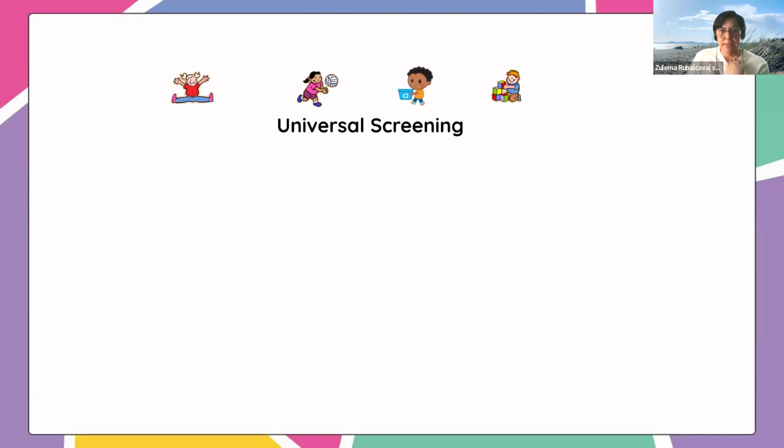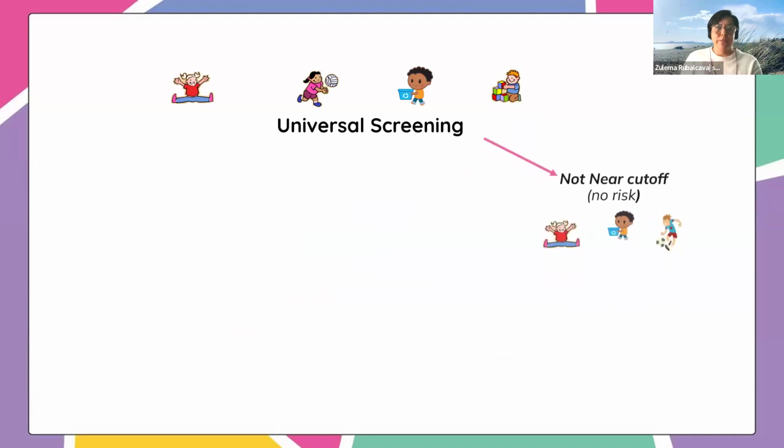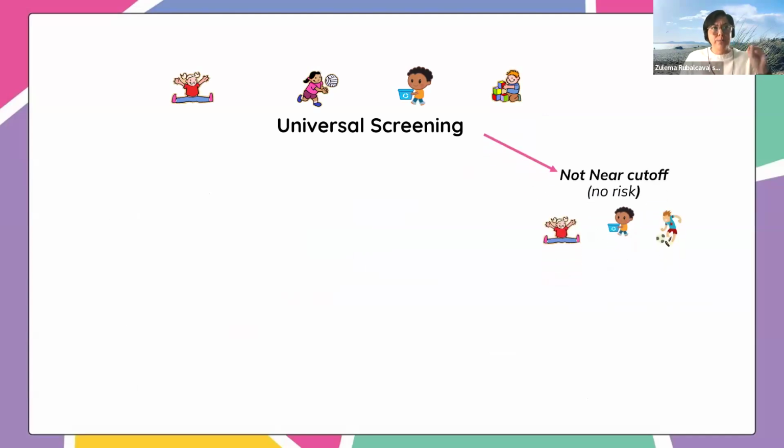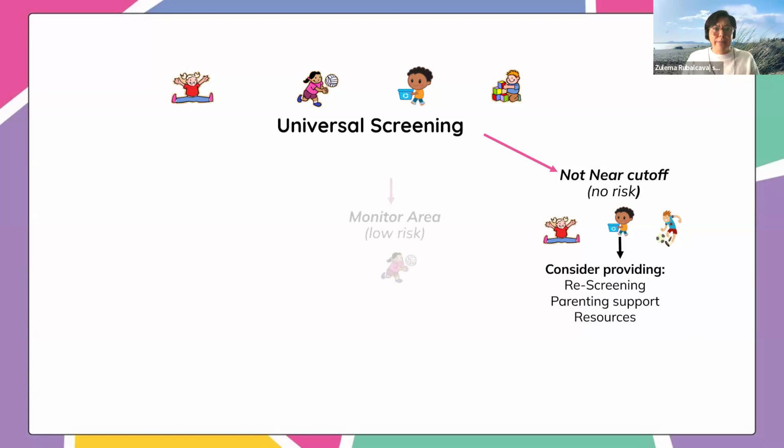I know we have very little time, but I just want to think about, as you're building a system of universal screening, making sure that you understand the buckets that kids will be falling into and what supports you can start to preload into your system, right? So when there's no concerns, you can always consider rescreening at a later interval, providing some resources, some activities, some information around milestones, around the next stage of development.